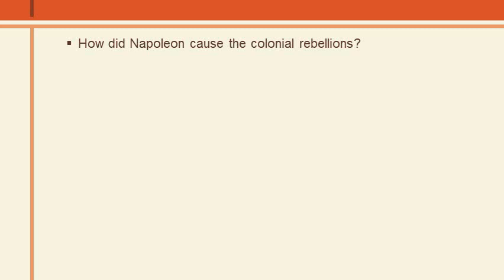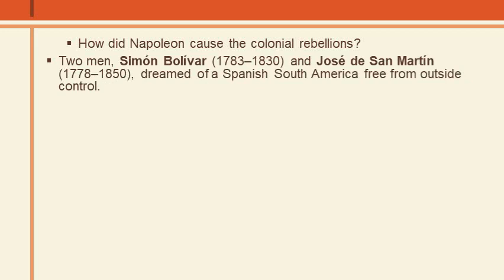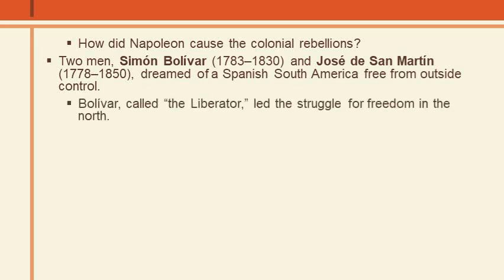Well, if they didn't like the peninsulares ruling over them, they certainly don't want a Frenchman. They don't want Napoleon's brother ruling over them. And so there's even more desire for independence. So you have these two men, Simon Bolivar and Jose de San Martin, and they seek to liberate New Spain to be their own countries.